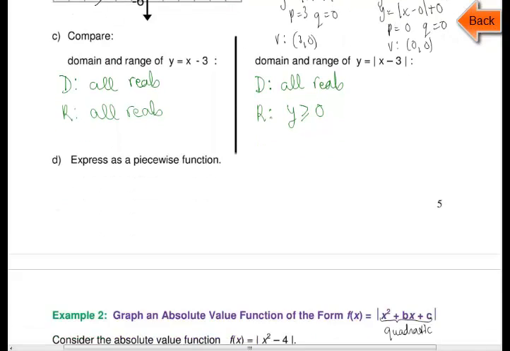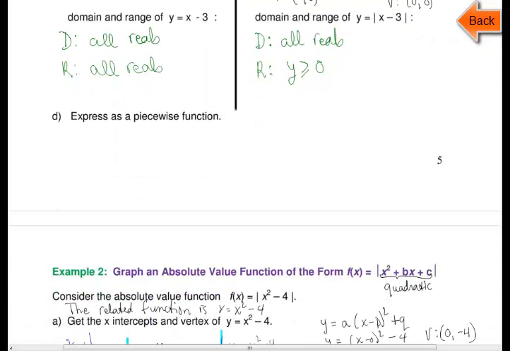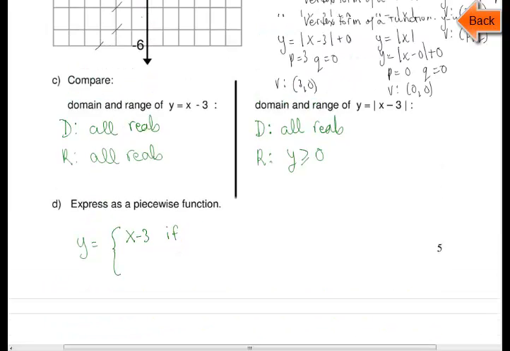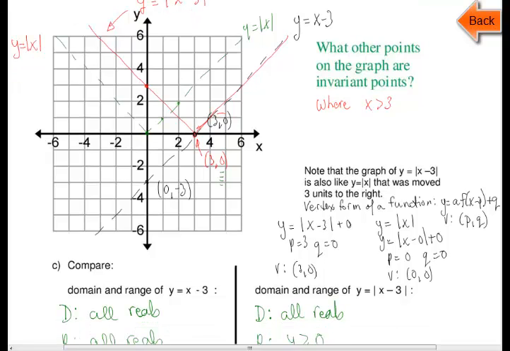Okay, so the next thing that we want to do is to express this function as a piecewise function. Okay, so that means we want to break it up into 2 different functions that will represent our absolute value function. And so we're going to write y equals, and we put in a large parenthesis. Okay, and we start with our linear function, which is x minus 3. And then we write if, and then we go back up to the graph and figure out which part of the absolute value function that is. Okay, so for this particular function, it would be this arm.